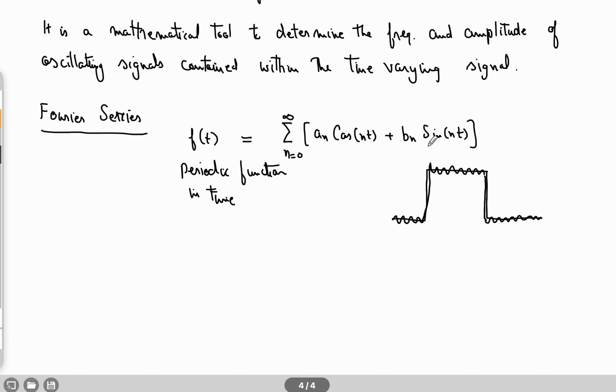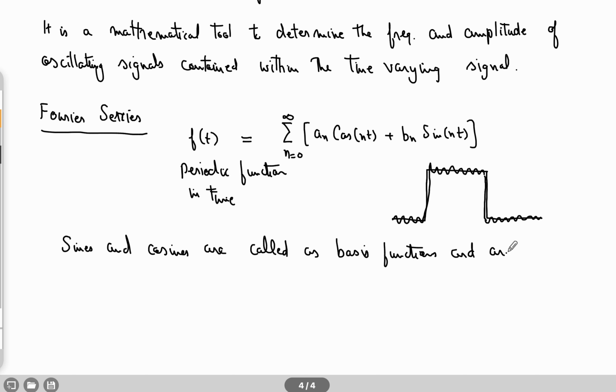Now these sines and cosines are called basis functions, and they are orthogonal to each other. We'll write the orthogonality conditions here.